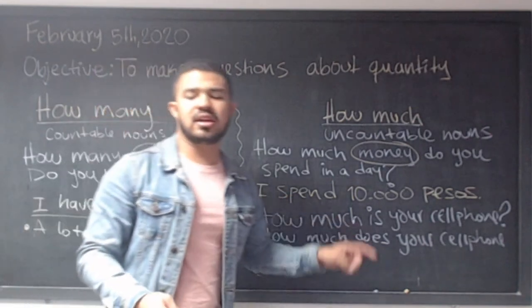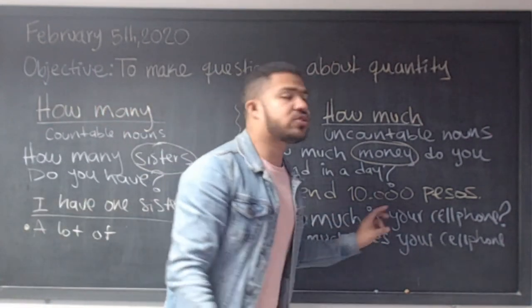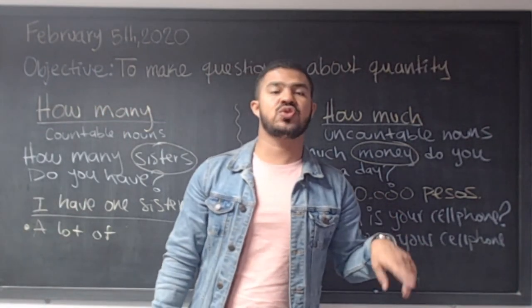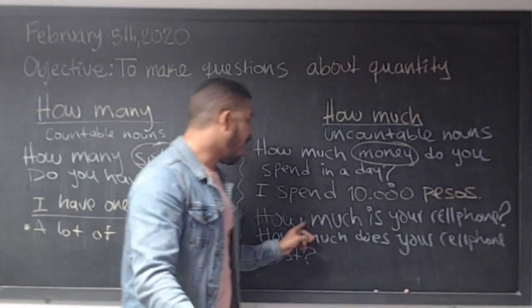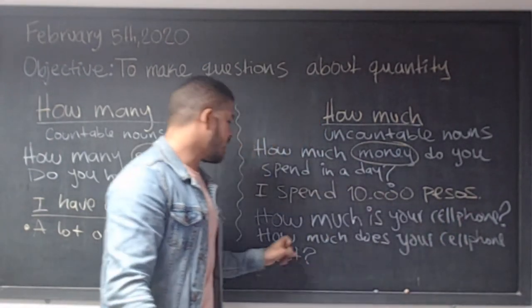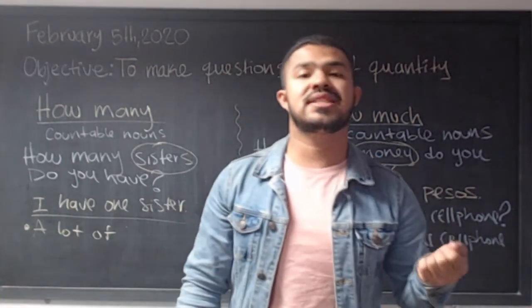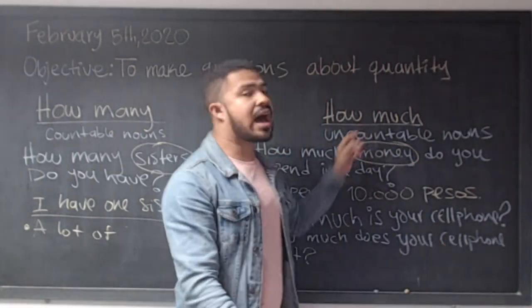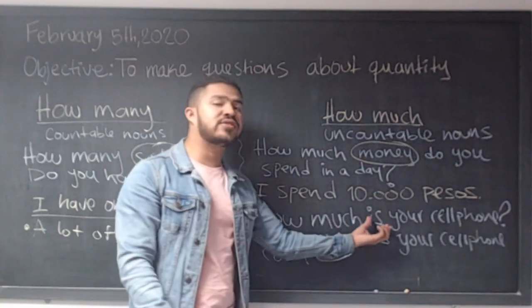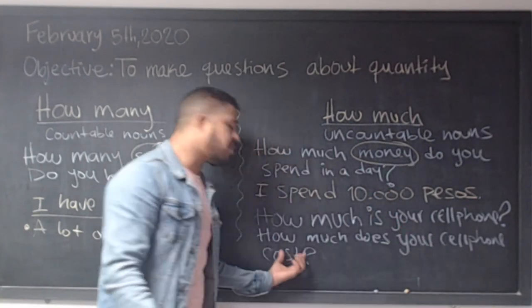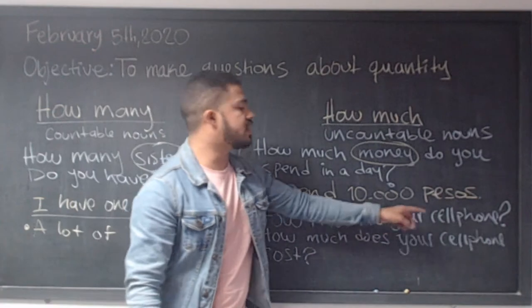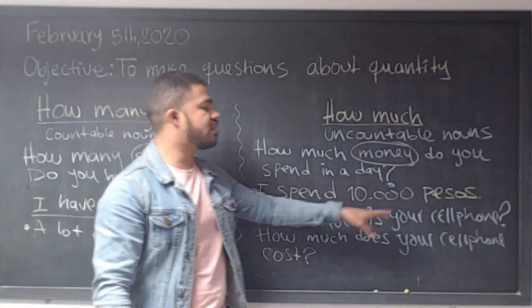You see that? How much is your cell phone and how much does your cell phone cost? Okay, that's good. You see, guys? So, two ways to ask the same question, to ask for a price. So, every time you ask for a price, you use how much. Two ways, you use the verb to be or just use the verb cost. So, how much is your cell phone or how much does your cell phone cost?